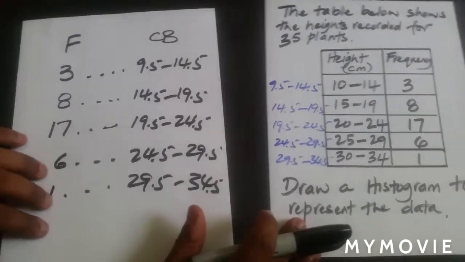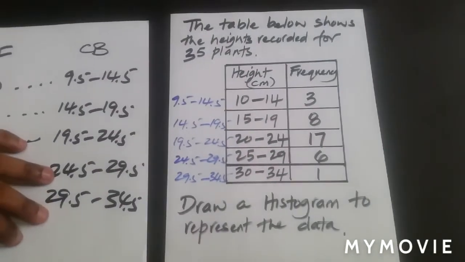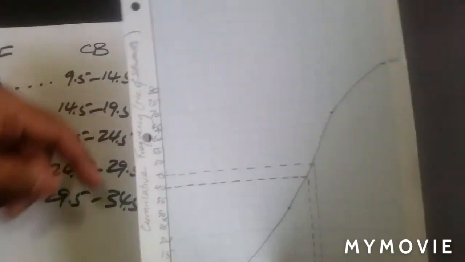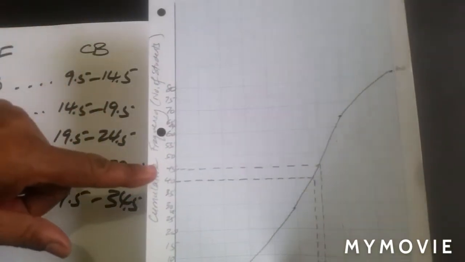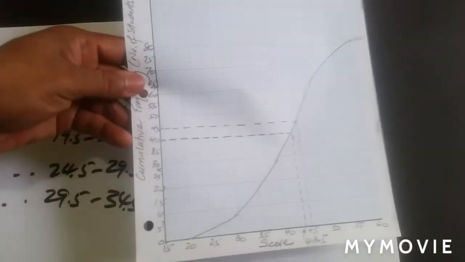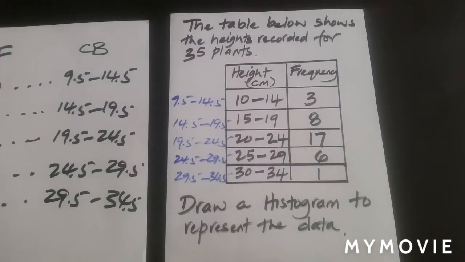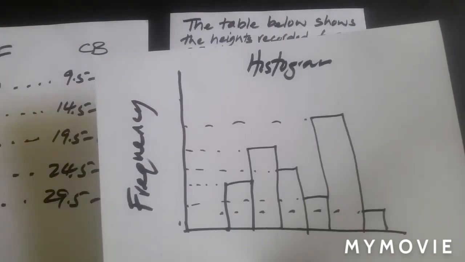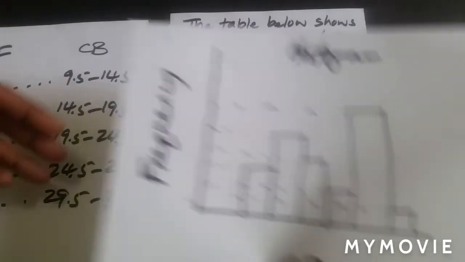Now, there's something I want to point out right away. The cumulative frequency curve is used primarily to estimate the median value. When it comes to the histogram, it is used to estimate the mode, and I'm going to explain how we do that in a sec.